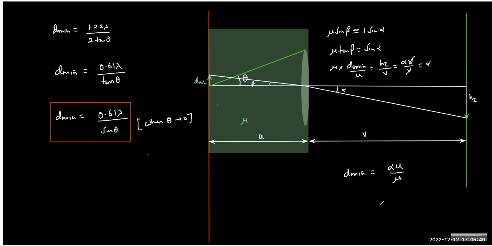Yes, sir. And you know how to express this relation. So alpha was 1.22 lambda by A, U by mu. And it is similar to what we have obtained earlier, but the only difference is the mu has come in the denominator, right? Mm, yes, sir. 1.22 lambda by A. And again, tan theta becomes A by 2U. This is A.